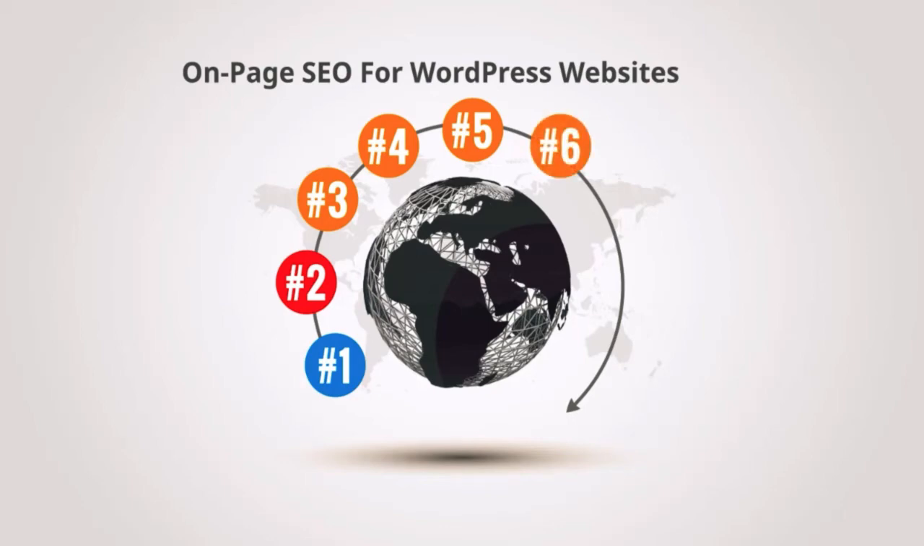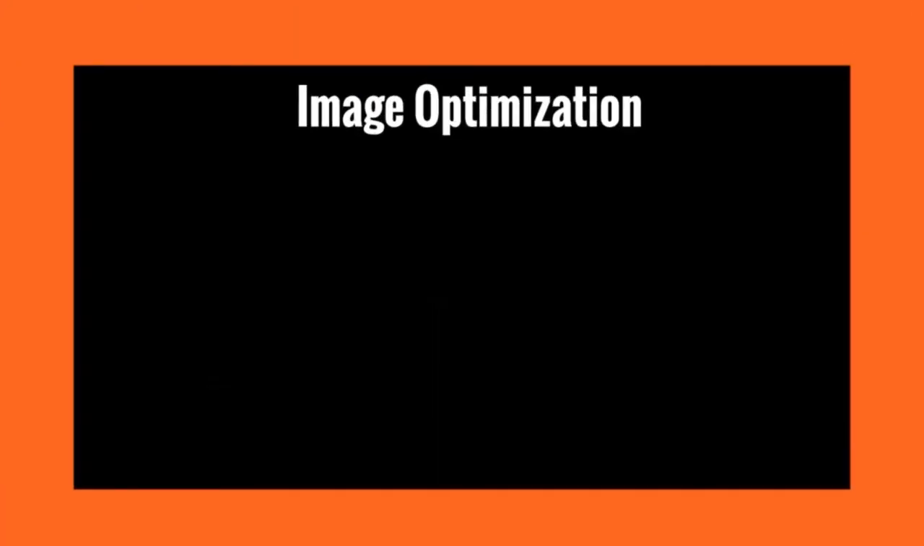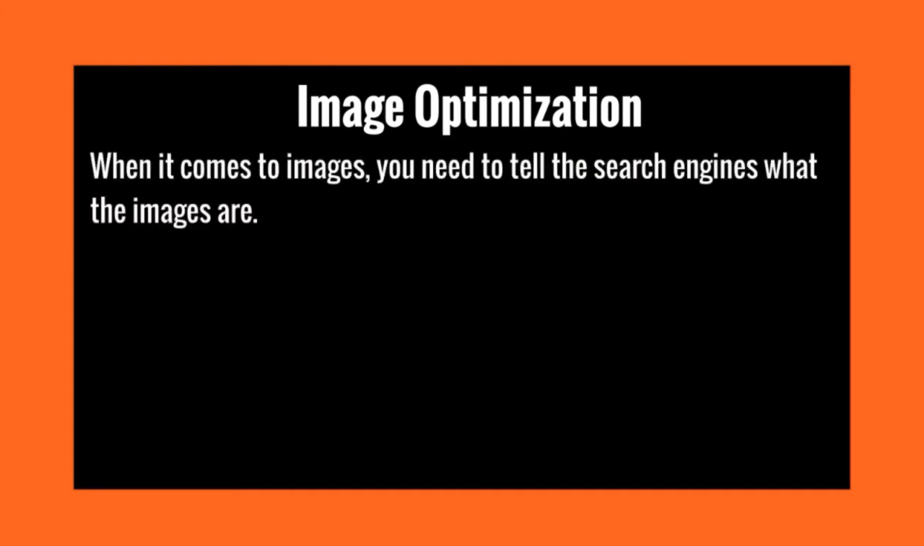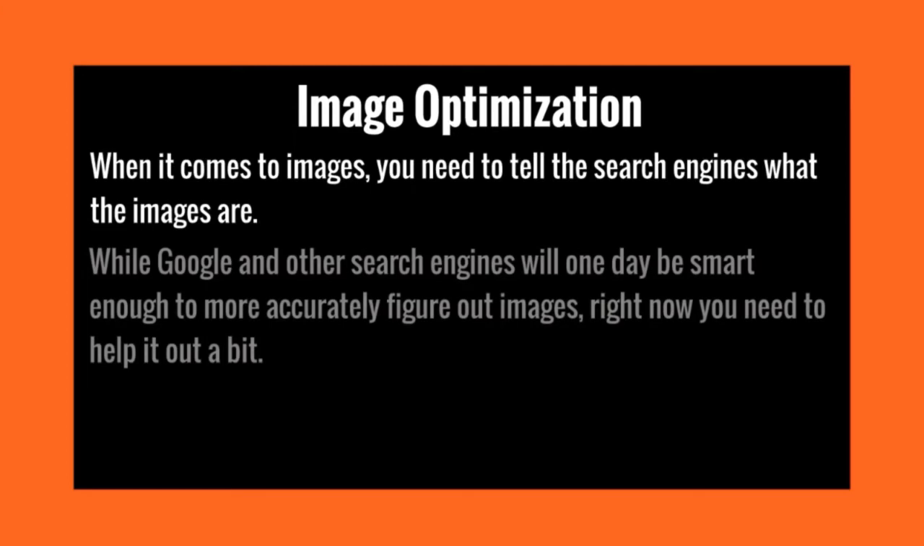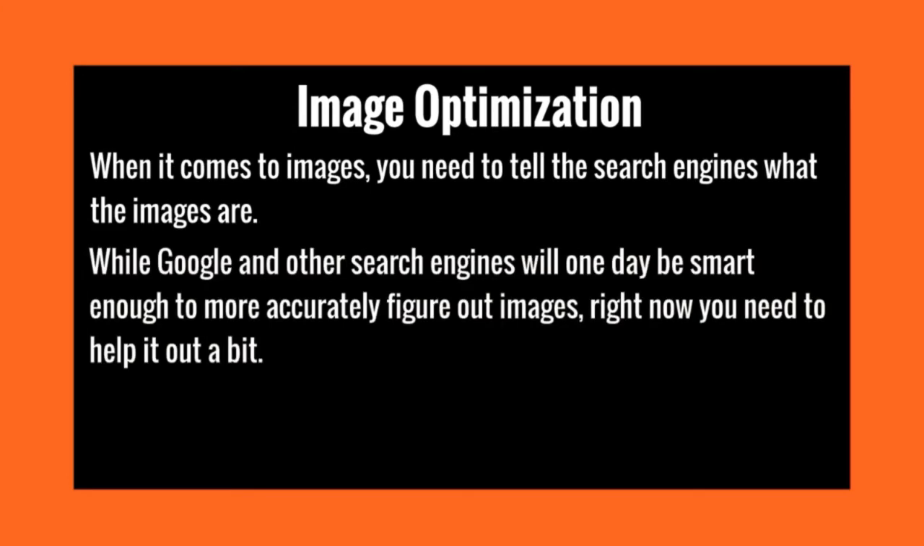Hello, and welcome to video number 6, and we're going to talk about image optimization today, or in other words, how to make your images more search engine friendly. You see, when it comes to images, you need to tell the search engines what the images are about. They're not really going to know off the bat what the images are. Now, there are ways that Google can figure out the image, which we'll talk about in just a second.